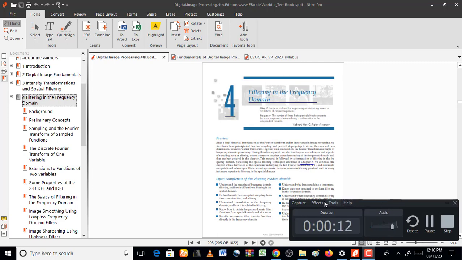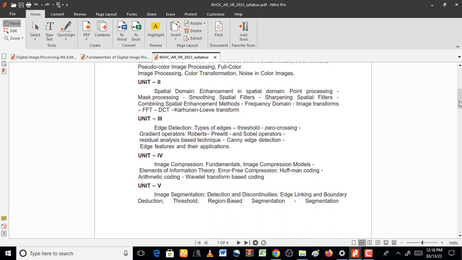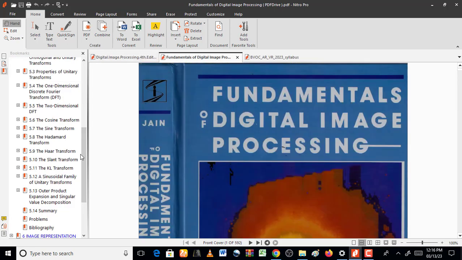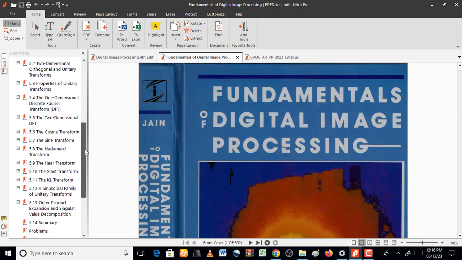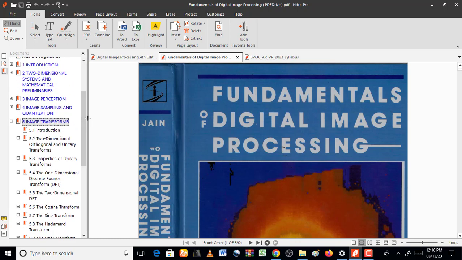Today there is an important focus on the types of frequency domain filters. In this study of the second unit, we cover the types of frequency domain and then image transformations: the fast Fourier transformation, discrete cosine transform, and the Karhunen-Loeve transforms. First of all, we study the basic image transformations. Before that, we study the types of frequency domain.